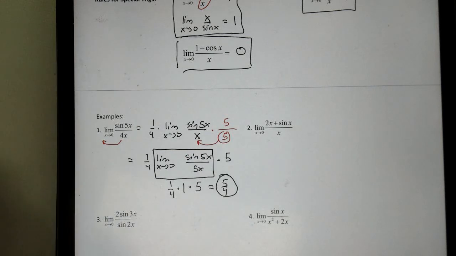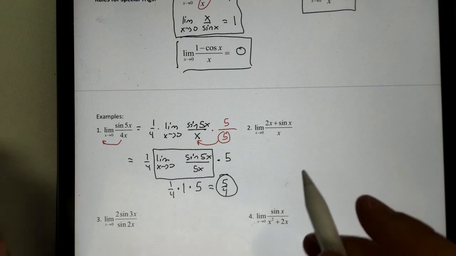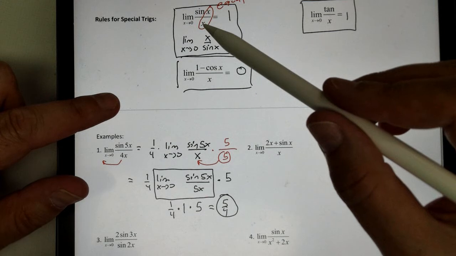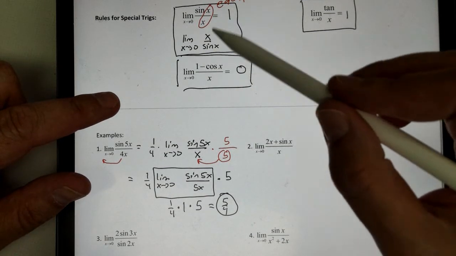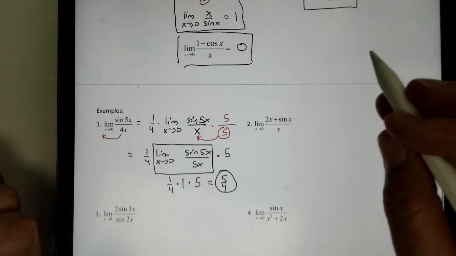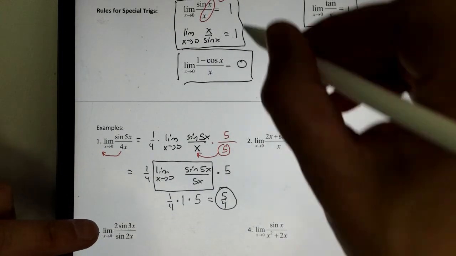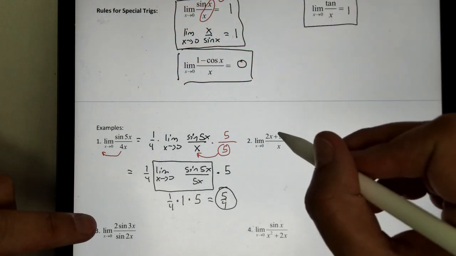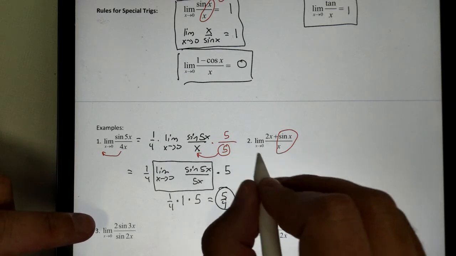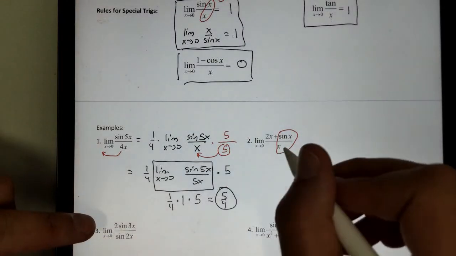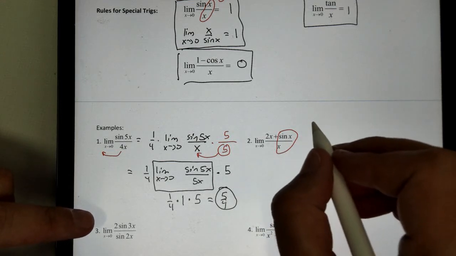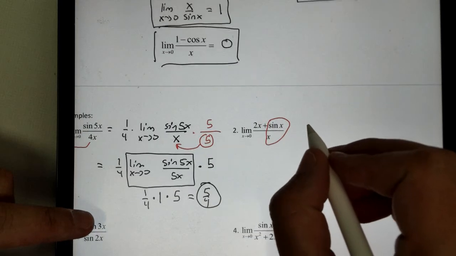Let's take a look at number 2 here. Now for number 2, oh look, I want sine of x over x or x over sine of x. I want one of those. So ask yourself, do you see that in question number 2? And the answer is yes. If I look right here, I got my sine of x over x. So the question is, how can I isolate that? Because I'm dividing by a single number, I can split my fraction.